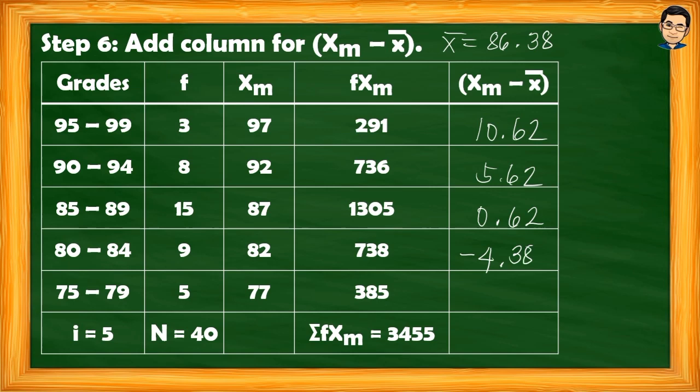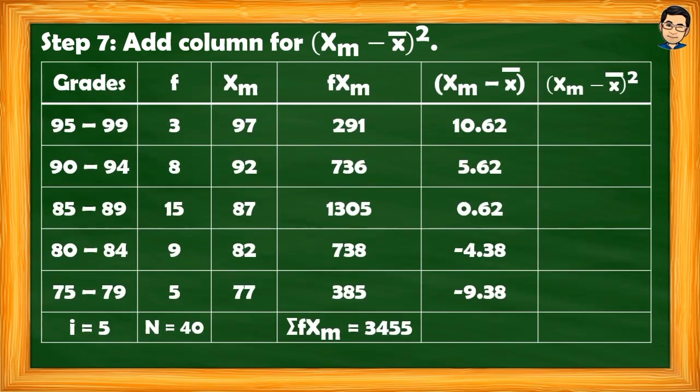Next, 82 minus 86.38 will have negative 4.38. Mas mataas po kasi yung value ng mean dun sa class mark, kaya negative po siya. Next, 77 minus 86.38 will have negative 9.38. Anyway, huwag tayong mag-worry kung negative ang nakuha. May nakuha tayong negative values dyan. Kasi, on the next step, square natin yung deviations.